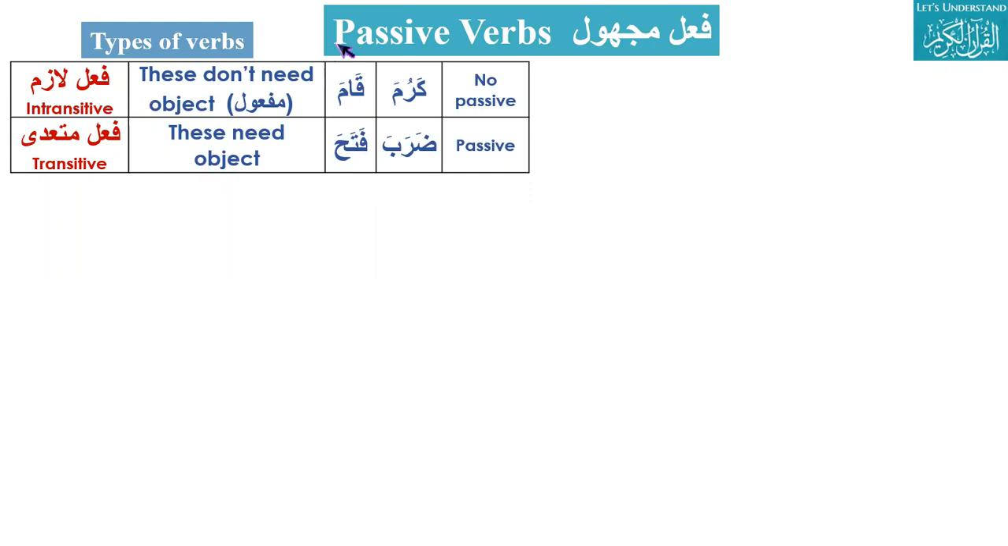And intransitive verbs, as we saw in level 1 and level 3, are verbs which don't have the maf'ul, so they are called intransitive. So there is no passive voice for them. Fi'l mutaaddi is transitive. So they will have the passive voice, those who have maf'ul, so we can make their passive voice or passive verb.